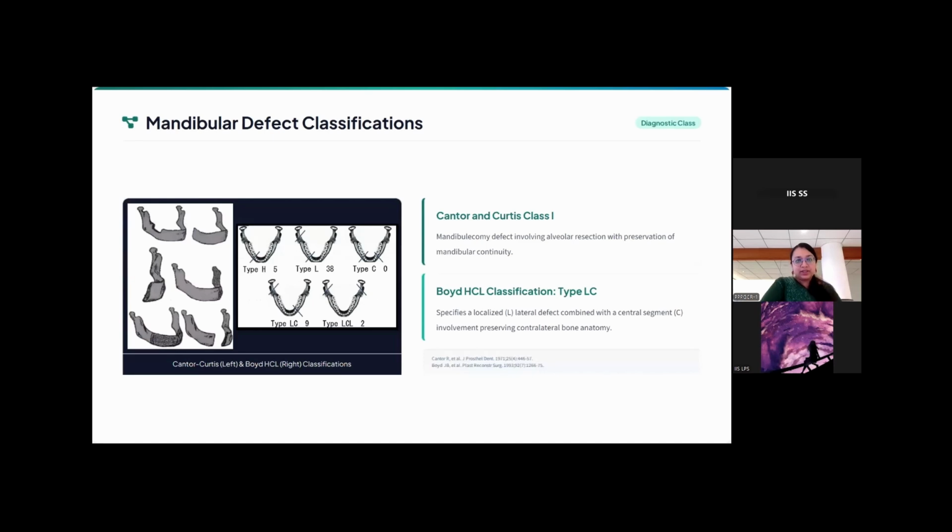So, according to the classifications, the first classification, the Cantor-Curtis classification, in my case falls under class 1. That is, we are looking at a mandibulectomy defect with alveolar resection done while the mandibular continuity was maintained. And according to the Boyle classification, it comes under type LC. That is a lateral defect and the central defect of one side while the contralateral side is preserved.